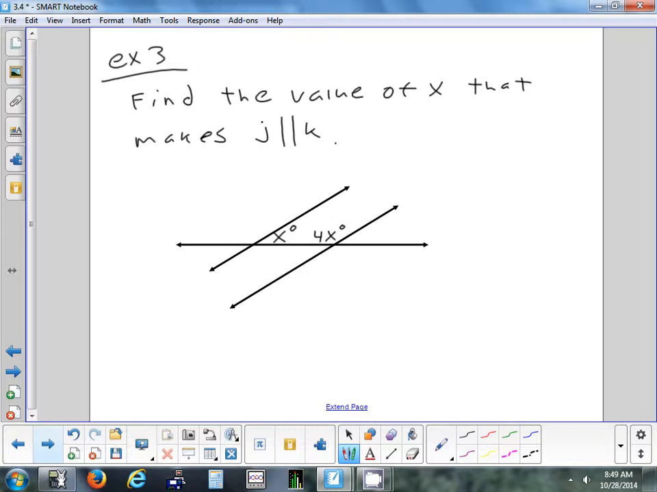So let's try a couple that are a little more numeric. It says find the value of x that would make j parallel to k. So first of all, you have to look at that and figure out what kind of angles you have, and figure out what these two angles are supposed to be that would make j parallel to k.